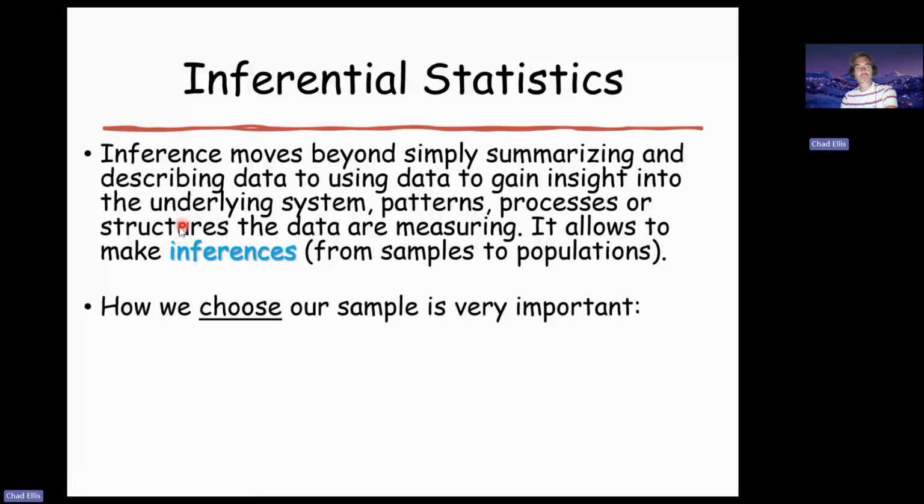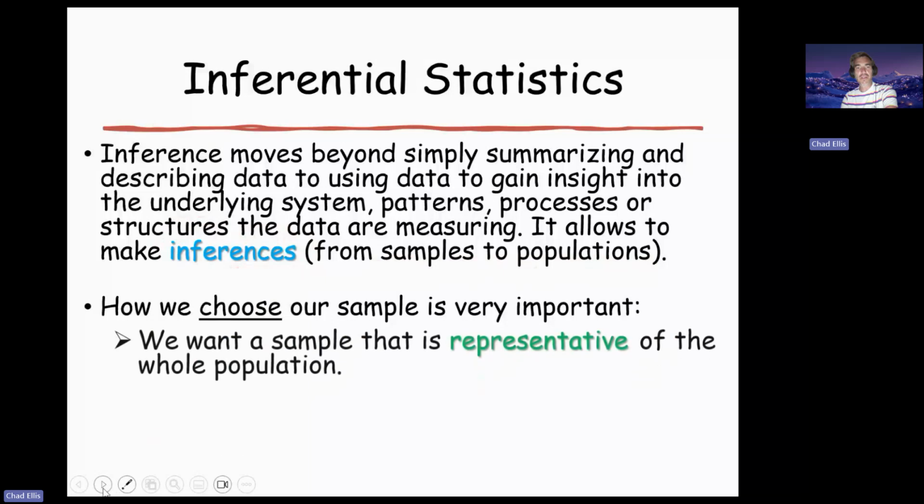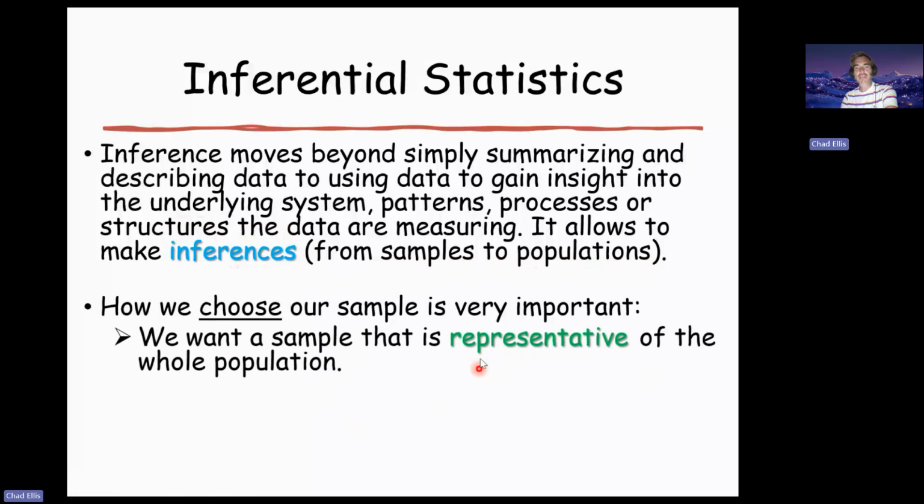So basically what we're using samples for, because of course we cannot go out and measure everything in the universe, is that we have to take subsets or samples and make inferences from those samples to the larger population. The question is, how well do those samples represent the larger populations? So how we choose our sample is very important. Of course, we want a sample that represents the larger population as closely as possible.